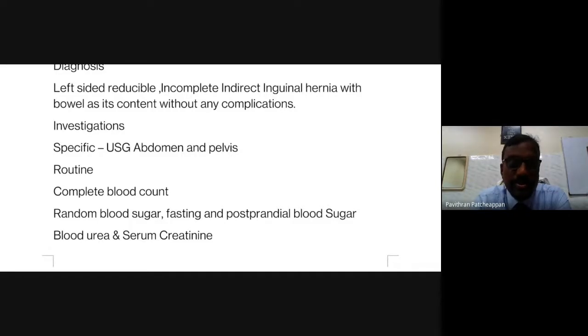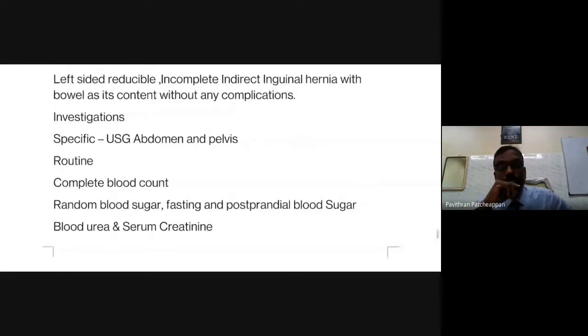In specific investigations, first I will do an ultrasonogram. Then I will do an X-ray to see any evidence of bronchitis, COPD, or any post-tuberculous sequelae. If anything is there, I will see, sir.